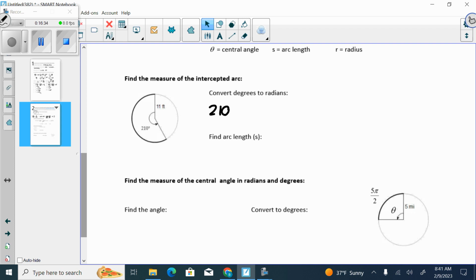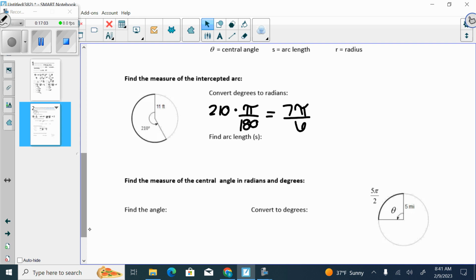What do I multiply that degree by? Right, pi over 180. And what is 210 times pi over 180 going to give us? Very good. All right. So now we know that our central angle from degrees converts to 7 pi over 6.